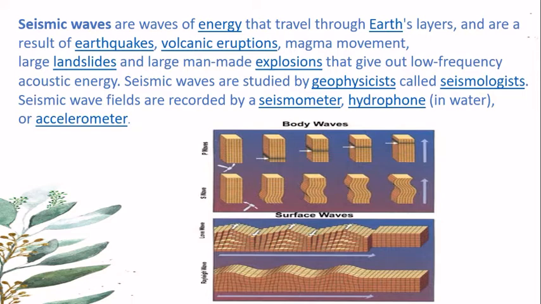So seismic waves are actually of two types, the P wave and the S wave. The P wave is known as the longitudinal wave and the S wave is the transverse wave. The P wave is the longitudinal wave, and the S wave is the transverse wave, which is a little bit curved.